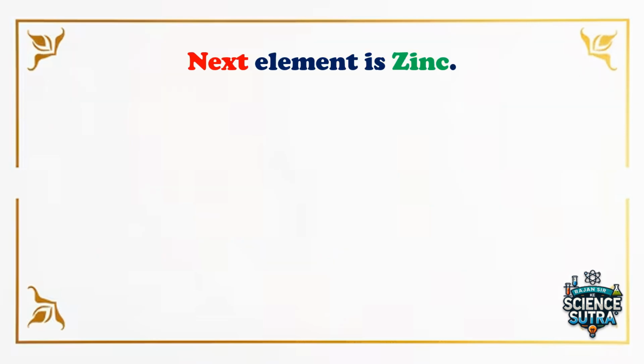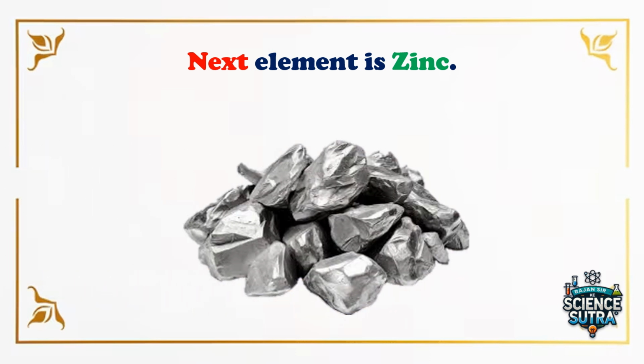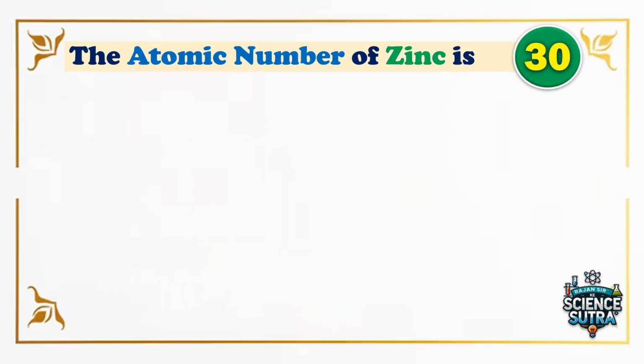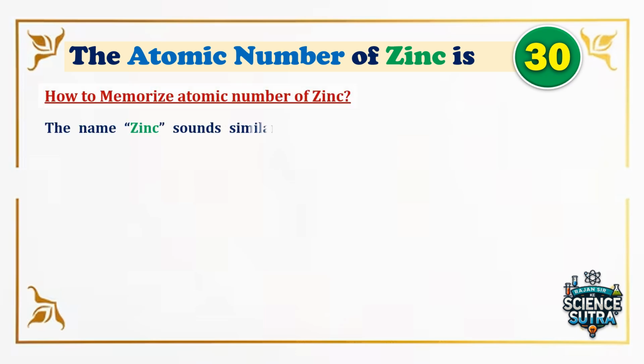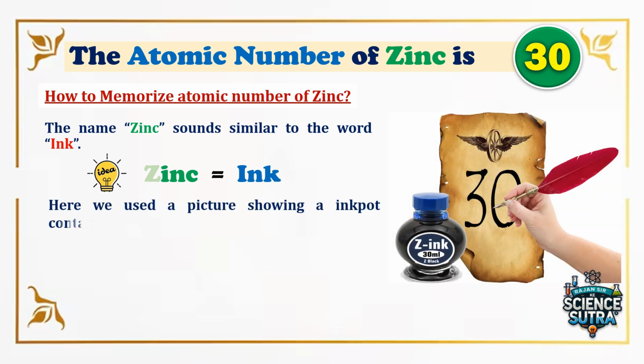Okay. Now let's memorize the atomic number of zinc. Its atomic number is 30. How can we memorize it? The name zinc sounds similar to the word ink. Zinc, ink. So we made the relationship between zinc and ink.